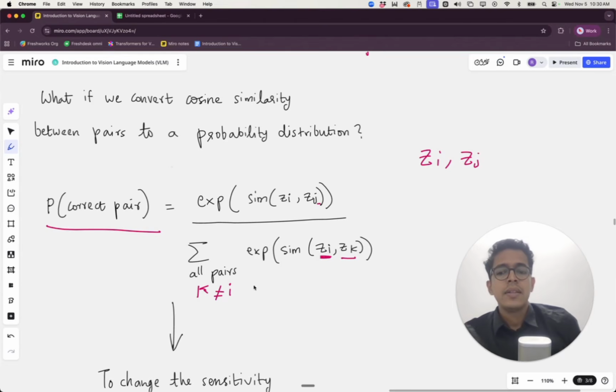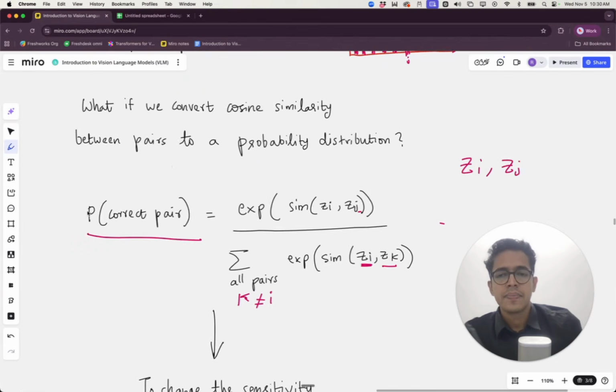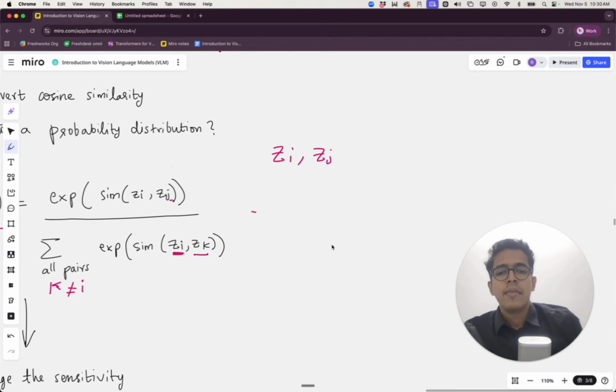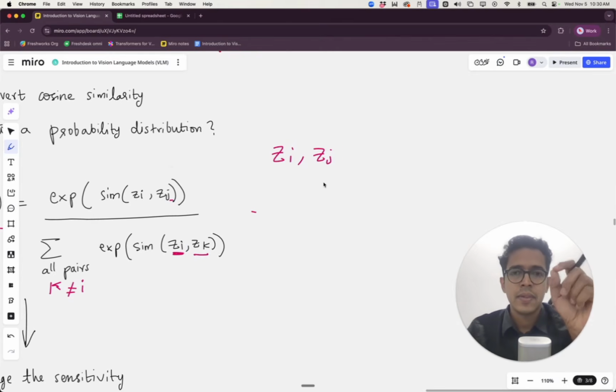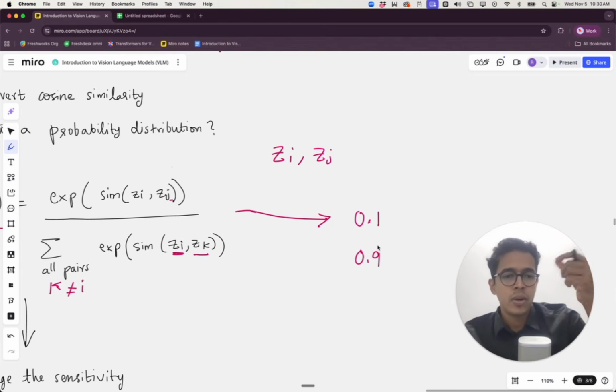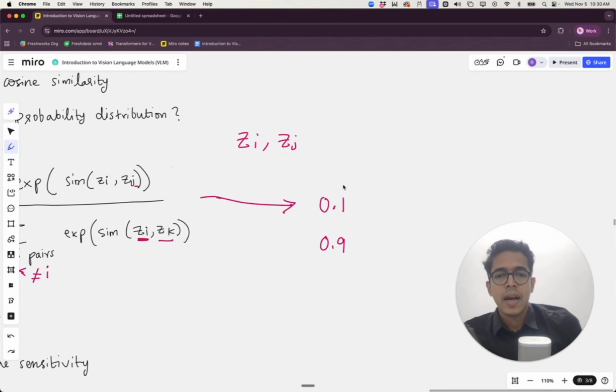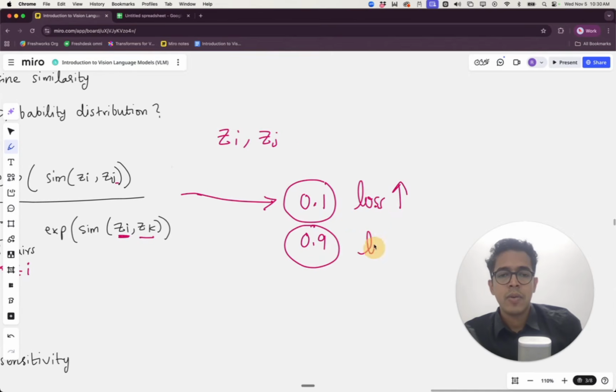Now, how do you convert this probability into a loss function? Just imagine, what is it that we want? For correct pairs, if this is the probability score, we want the loss to be highest if the probability score is lowest. So if the correct pair score was low, let's say this softmax probability was close to 0, say 0.1 rather than 0.9. 0.9 is closer to 1, 0.1 is closer to 0. So if it is closer to 0, I want my loss to be high. If it is closer to 0.9, I want my loss to be low.